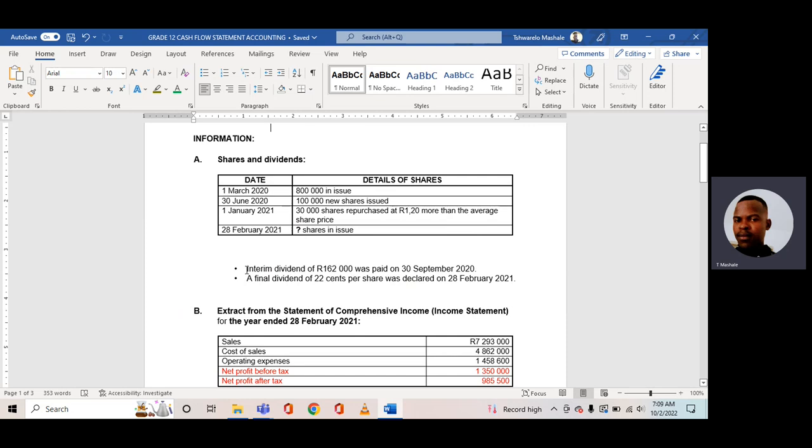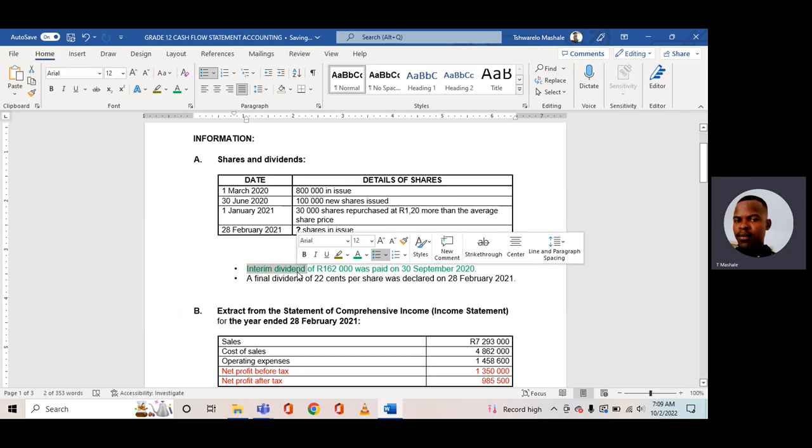So that amount of 115,300, therefore, come quickly here on the information which is given, number A. They say that bullet number one, the interim dividends of this amount on 30 September have been paid. And then a final dividend of 22 cents per share was declared. So there's a difference between an interim and a final dividend. An interim dividend is declared after a 6 month period, and then it is paid, because there's still time for the dividends to be paid. But with the final dividend, we only declare them and we are unable to pay them, because we declare them on the last day of the financial position of the business.